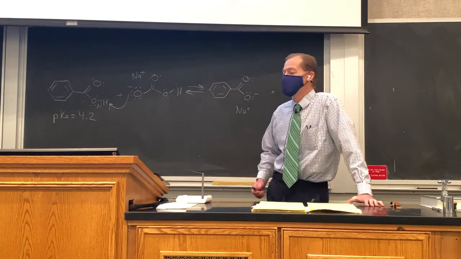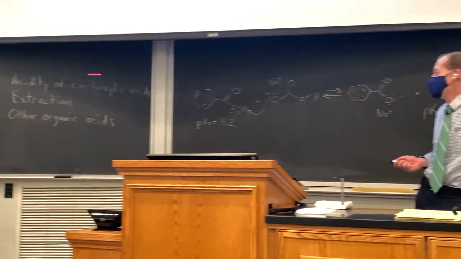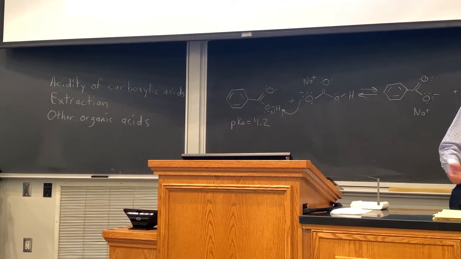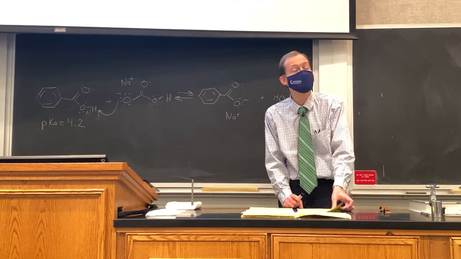Today we're going to finish chapter 19. We'll spend most of our time discussing the acidity of carboxylic acids, their most important property. We'll also talk about extraction, a method of using solubility properties to separate carboxylic acids from other organic compounds. And then we'll conclude with a brief discussion of other types of organic acids, organic compounds that are not carboxylic acids that are also acidic.